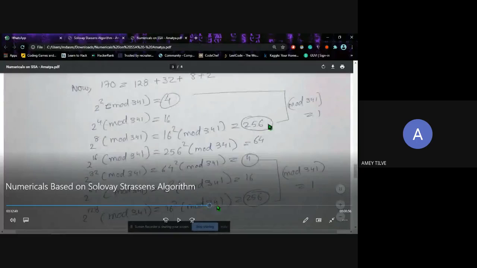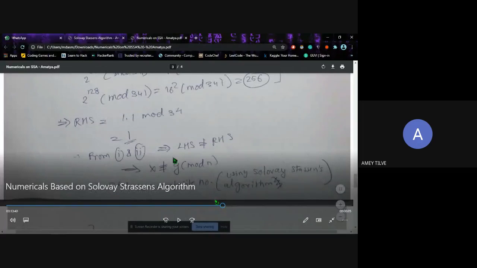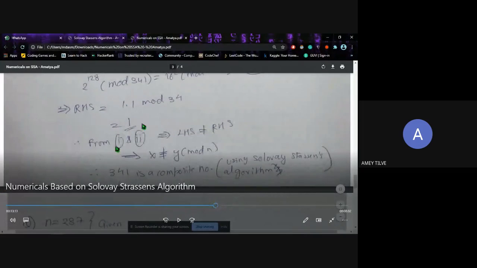You can just pause and skip it, we have all done it so many times. So on solving that, finally you get the value as 1 into 1 mod 341. The answer will be 1.